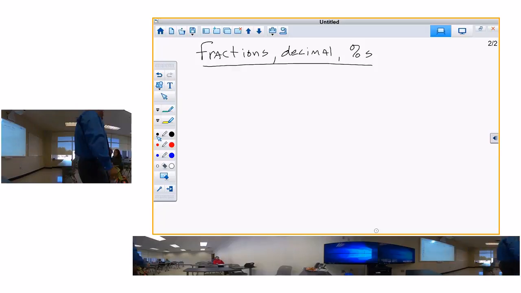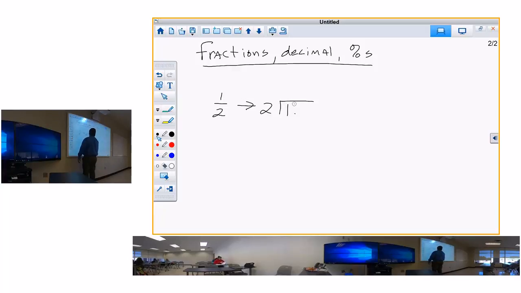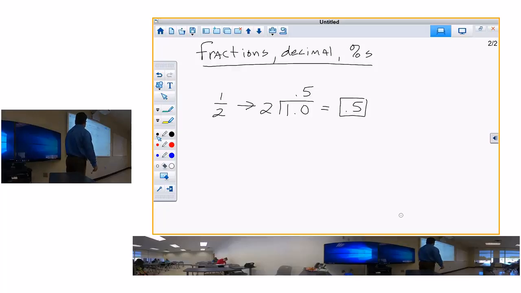All right. There is going from a fraction, 1/2, into 0.5. So I changed a fraction into a what? A decimal. All right. That's how you change a fraction to a decimal. Let's say I want a percent.